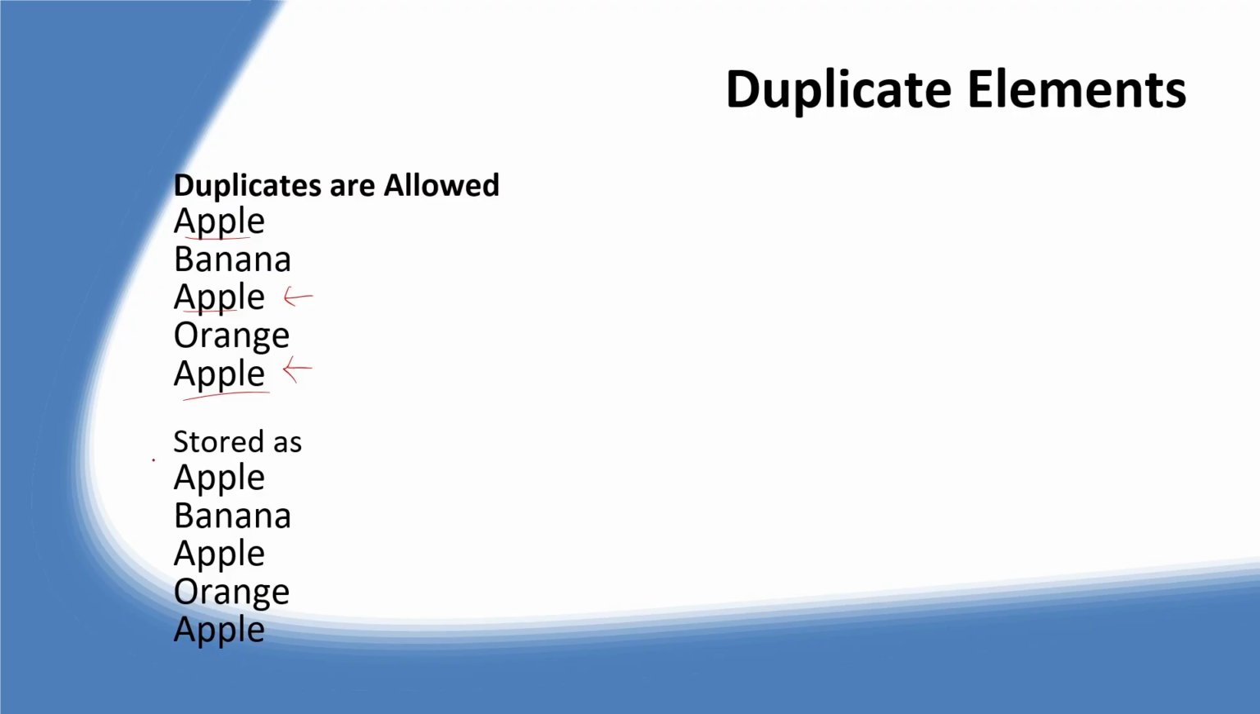So after storing, if you try to fetch, it will come like this in the same sequence, plus duplicates are also allowed.